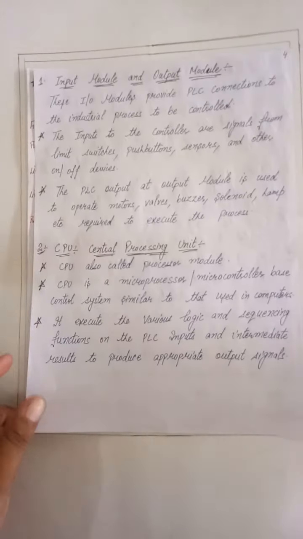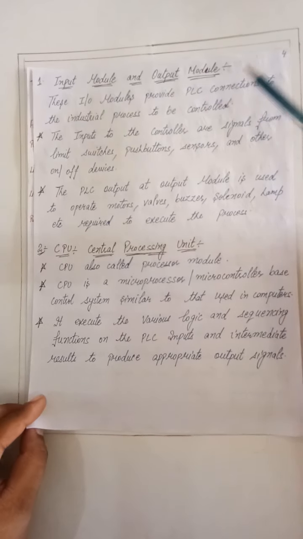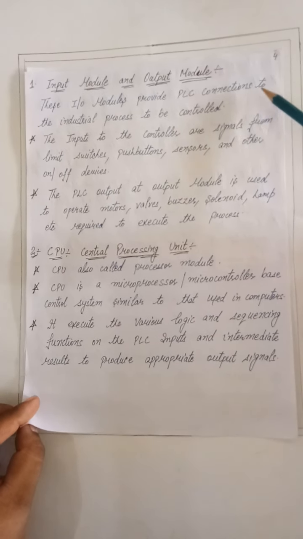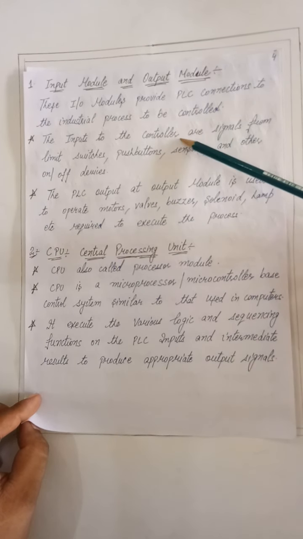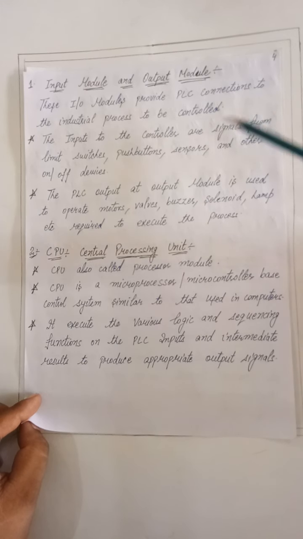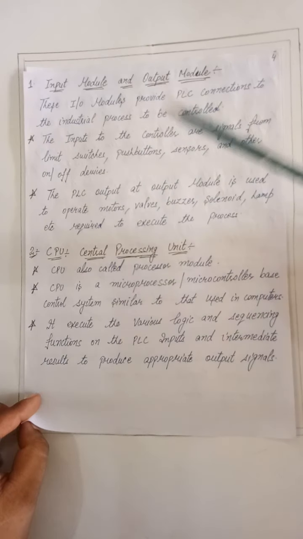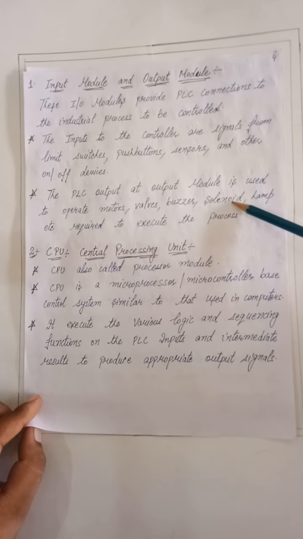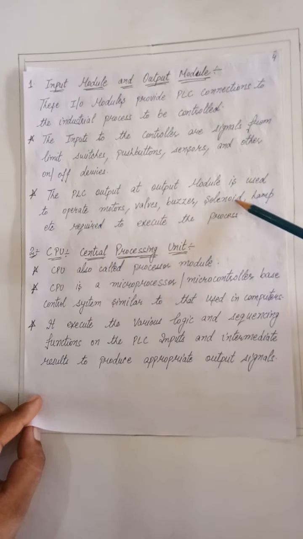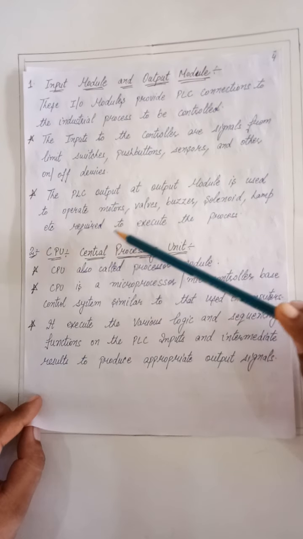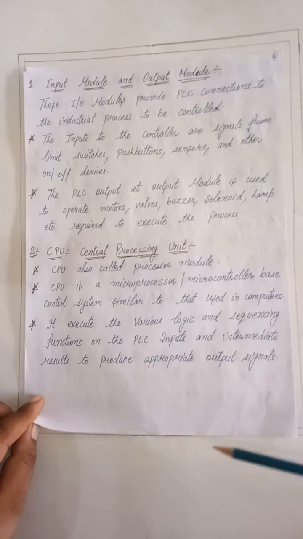output module. These input-output modules provide the PLC connections to the industrial process to be controlled. The inputs to the controller are signals from limit switches, push buttons, sensors, and other on-off devices. The PLC output at the output module is used to operate motor, bulbs, buzzer, solenoid, lamp, etc. required to execute the process.